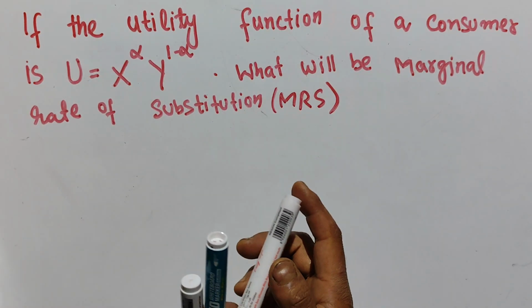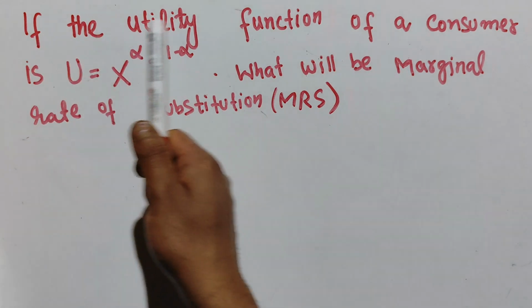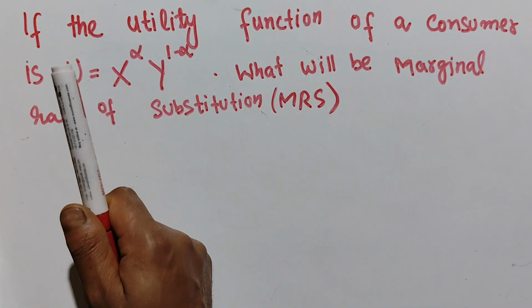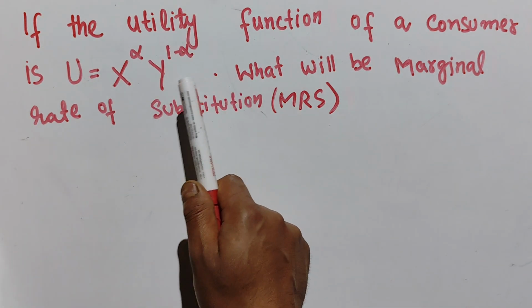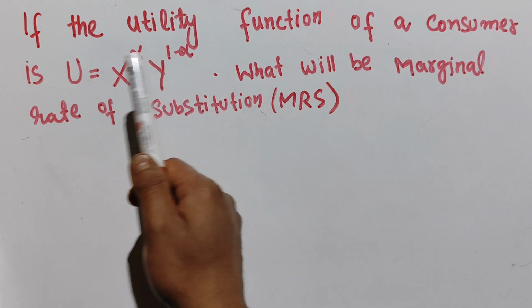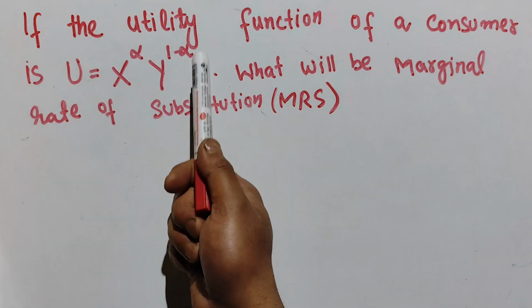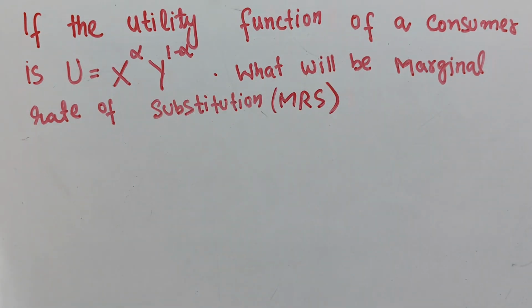Let's learn how to find the marginal rate of substitution of a utility function. The question is, if the utility function of a consumer is u equal to x raised to the power alpha times y raised to the power 1 minus alpha, where x and y are the two goods consumed by the consumer and u denotes the utility derived from the consumption of these two goods, we have to find out the marginal rate of substitution.